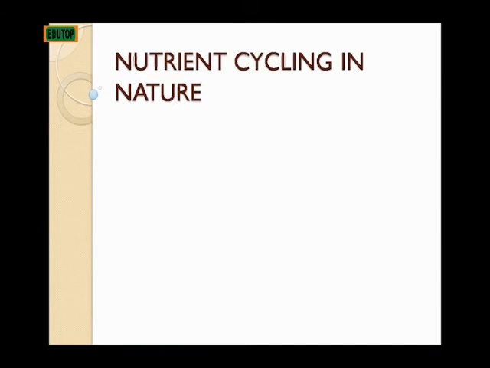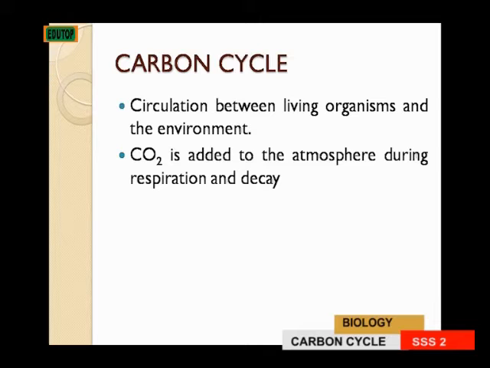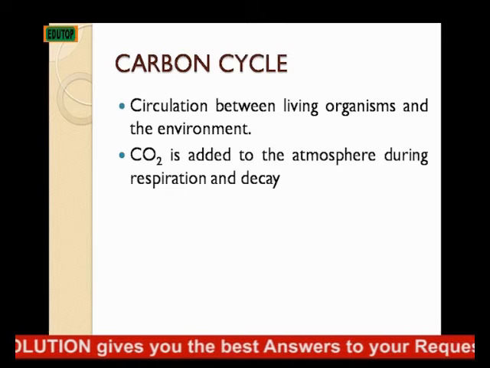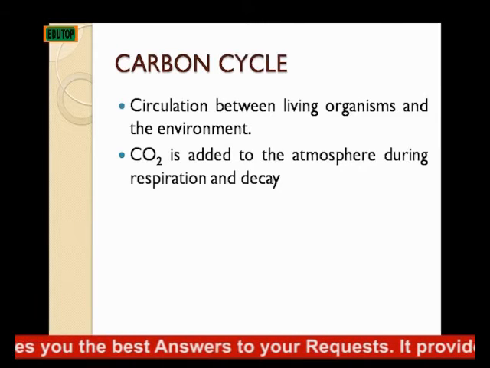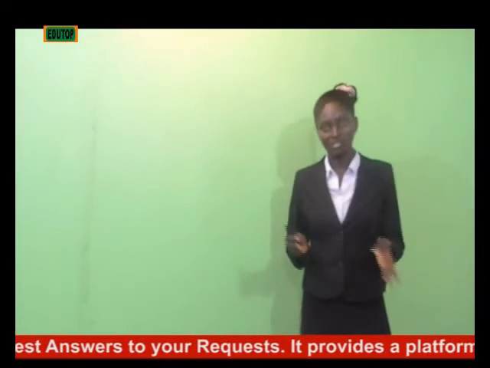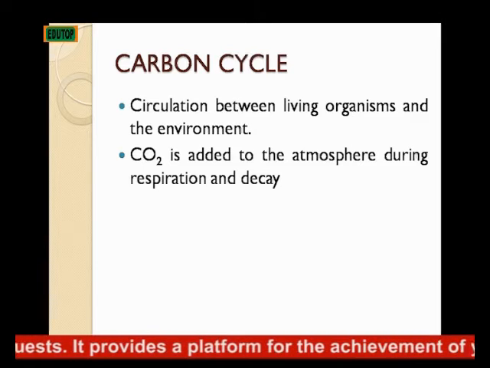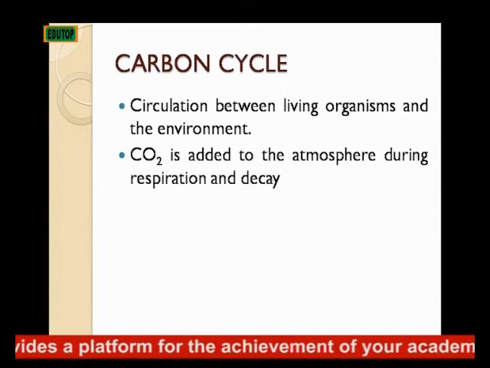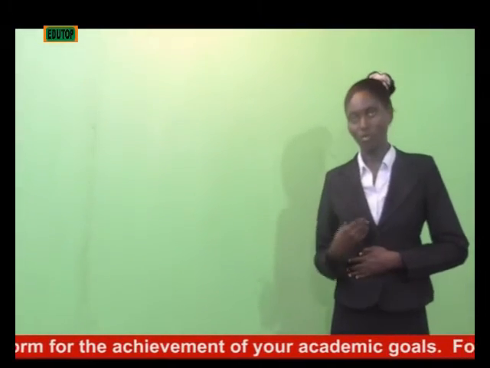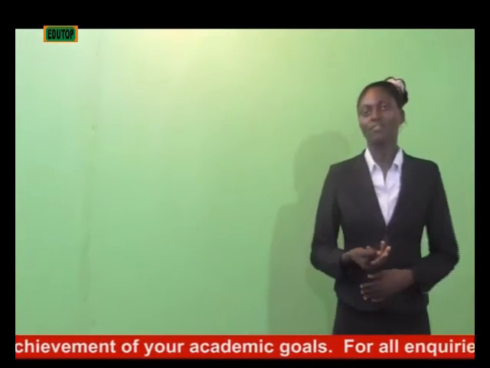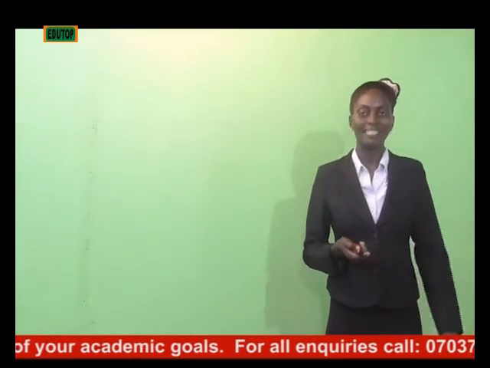Now we move on to talk about nutrient cycling in nature. So we're talking about various cycles, and the first we're talking about is the carbon cycle. Carbon cycle is the circulation of carbon between living organisms and the environment. Carbon dioxide, CO2, is added to the atmosphere during respiration and decay. When an organism undergoes respiration, CO2 is added to the atmosphere. Then when there is decay occurring, CO2 is also added to the atmosphere.